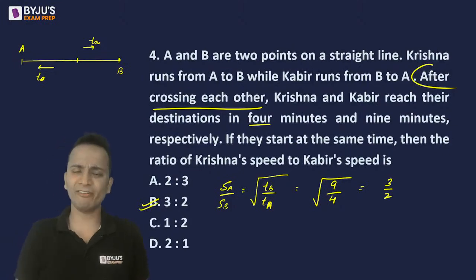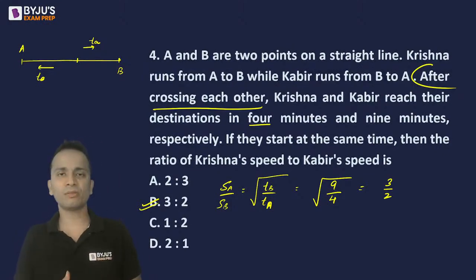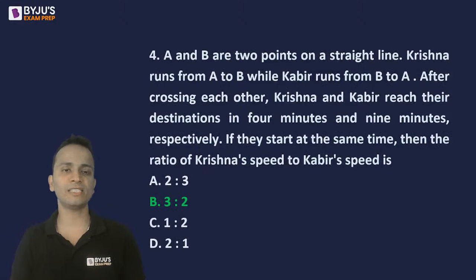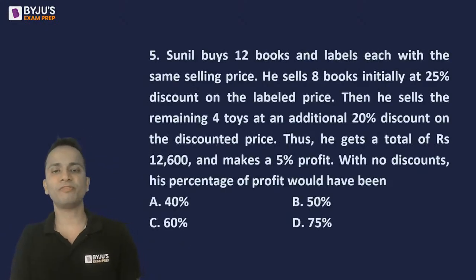So this is a direct relation that all of you must have seen in time speed distance. That is why you are quick to answer this question. So for question number 4, the correct answer is option B, 3 is to 2. Let's move on to question number 5.